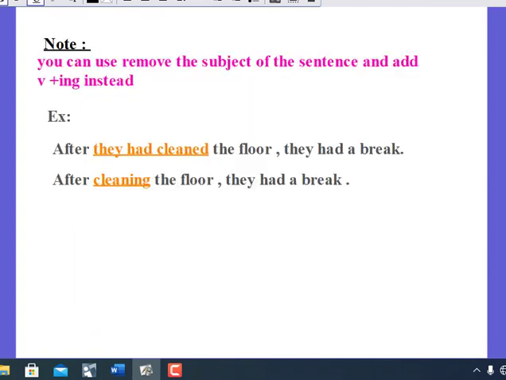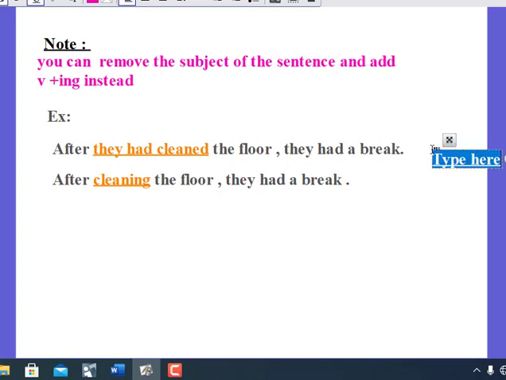Now, I will add just one note, then we're going to start answering our exercise. You can remove the subject of the sentence and add verb plus ing instead. Example: after they had cleaned the floor, they had a break. Here they can use cleaning, and you ask how can I use cleaning? We use cleaning by cancelling the subject here. So it will be: after cleaning the floor, they had a break.